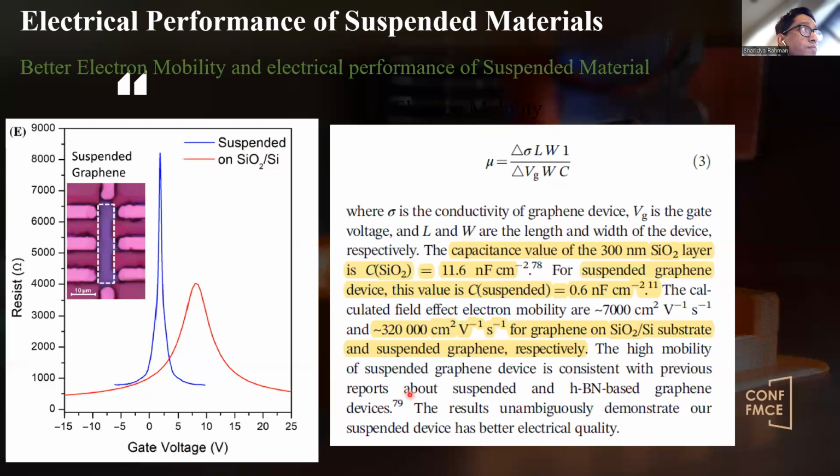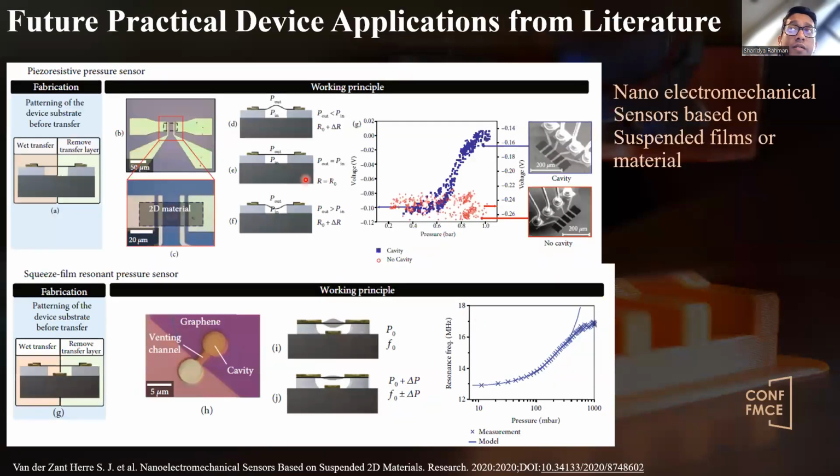Furthermore, people have also shown that this kind of suspended 2D materials actually have very good electron mobility and are also very good for application in transistors and field effect transistors. For instance, suspended graphene has a very high electron mobility, and this has been demonstrated several years back already. So these are the few applications that we have on suspended 2D materials. So let's look at a few examples.